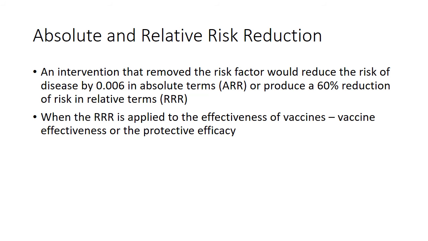And so you can see things like relative risk reduction being applied to things like vaccines, because typically this has a protective sort of efficacy. You can see how effective it's going to be based on that kind of risk reduction to developing whatever the disease is going to be, pertussis, HPV, whatever it happens to be.